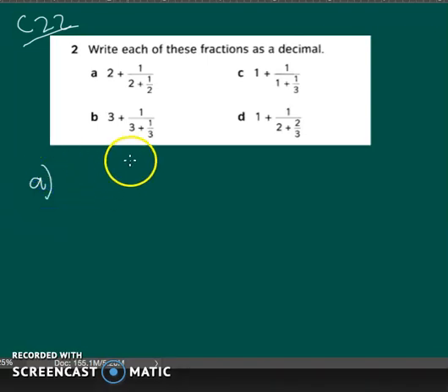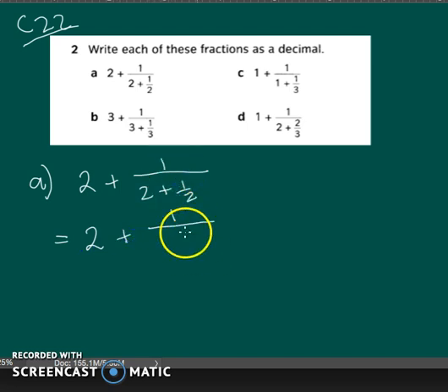Hi everyone. So before we turn these fractions into decimals, let's turn them into fractions that are simpler, ones that we can work with. So for part A, we have 2 plus 1 over 2 plus a half. First thing that we want to do is get rid of this complicated denominator here. So how can we express 2 plus 1/2 as one fraction? Well, we can also call it 5 over 2. That's better.